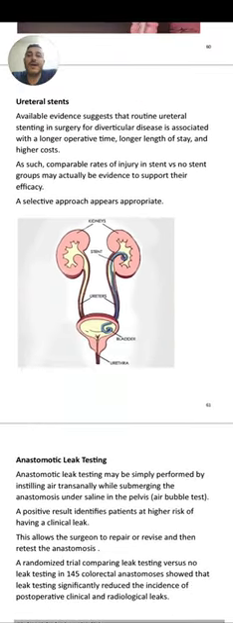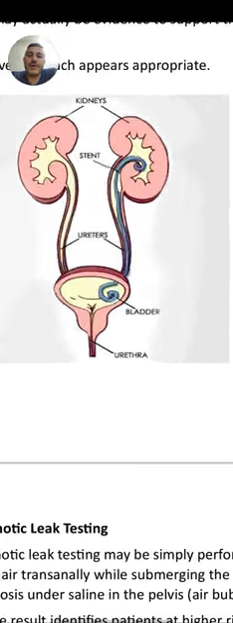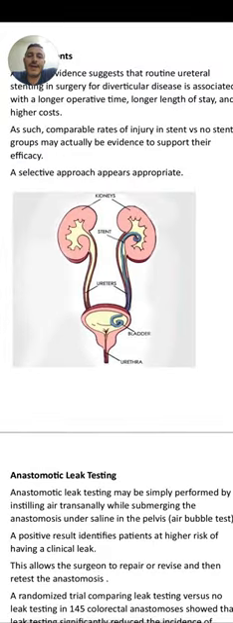Another question developed: is a ureteral stent mandatory? And the answer is no. Yes, it prevents injury to the ureters, but it's not mandatory, especially in diverticular disease, as it takes a longer operative time, longer length of stay, and higher cost. This is the ureteral stent.